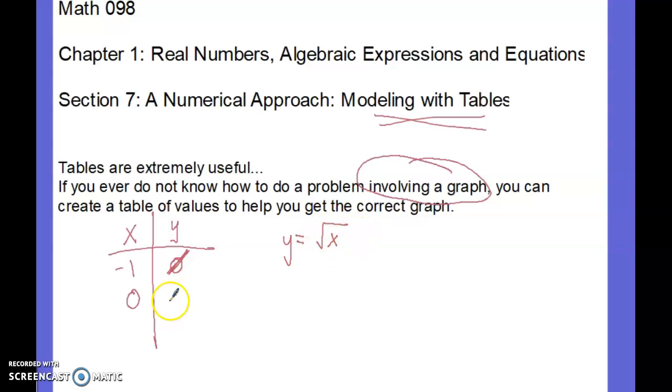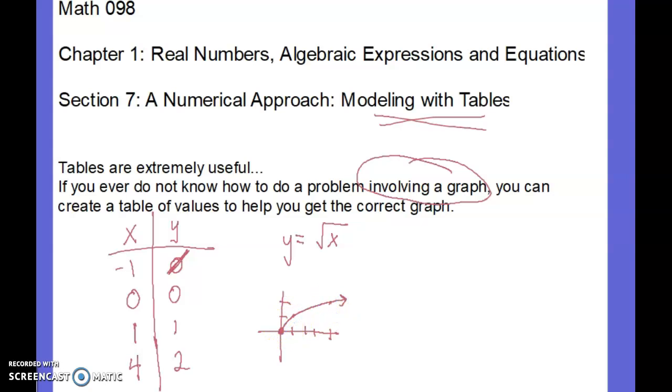The square root of 0 is 0. The square root of 1 is 1. You might want to avoid the square root of 2 because that's not a perfect number. You can use a calculator, but if you're using a calculator, you might as well use the calculator. So you might jump to 4 for the next one. The square root of 4 is 2, and then you can plot those points like (0, 0), (1, 1), (4, 2), and then you can see the graph.